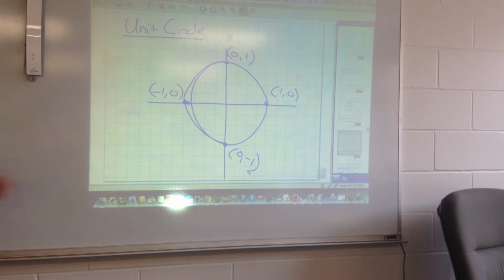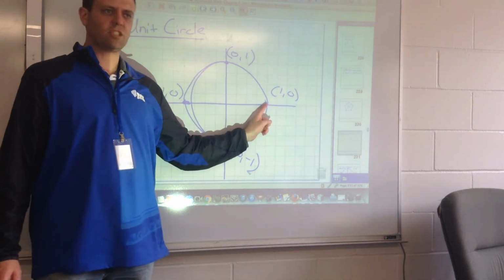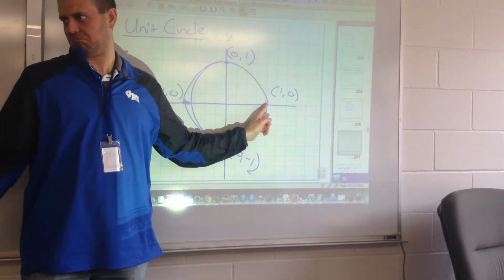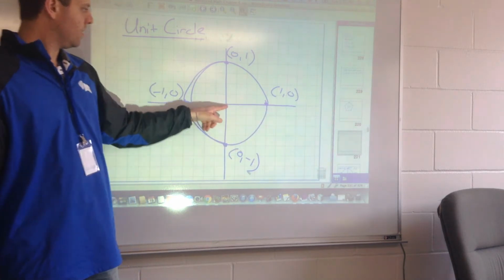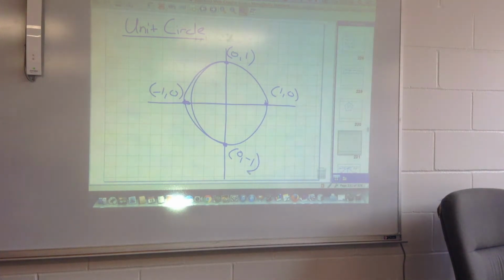How can you tell? Well, here's the center. From here to here, that's 1 unit because that's the coordinate 1, 0. Right? Okay? 1 unit long, 1 unit long, 1 unit long. So it's called the unit circle because the radius is exactly 1 unit. Alright?